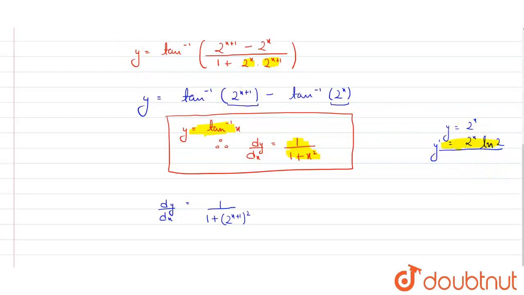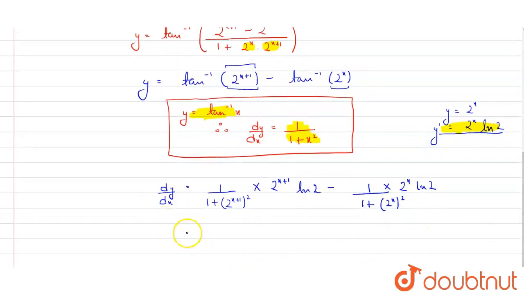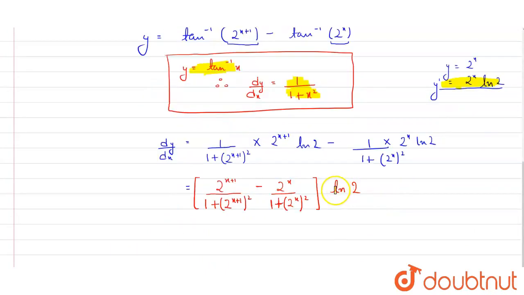This part is also for explanation. Now I have done the derivative of tan inverse of this whole function. Now I'll do the derivative of this particular function, so I'll write here multiplied with 2 raised to power x+1 ln 2. Similarly for the second, I'll do 1 upon 1 plus x squared, that is 2 raised to power x whole squared, and multiply with 2 raised to power x ln 2. Simple. On further solving, I have written this in simplified form and taken ln 2 common.